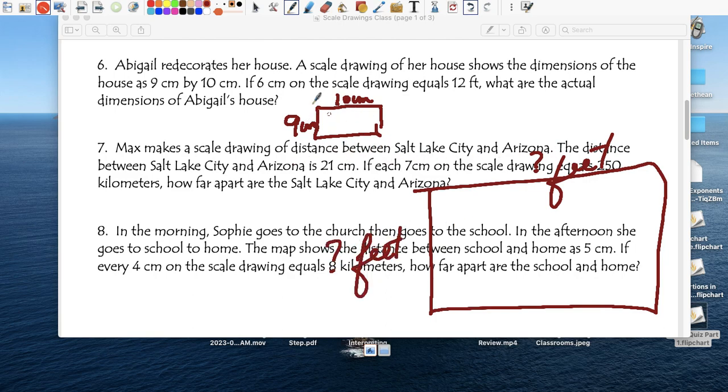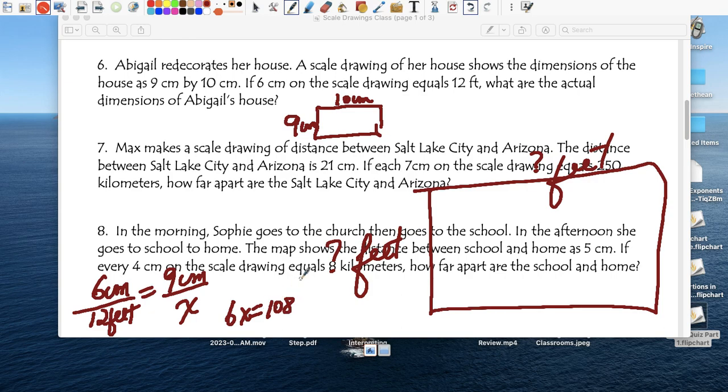Well, you're going to have to do 2 proportions. First, you got to figure out what 9 centimeters is in feet, and then figure out what 10 centimeters is in feet. So the first proportion, and we have here 6 centimeters is 12 feet. So if I have 9 centimeters, how many feet would that be? Well, let's do that. So we got 6x equals 108. Divide both sides by 6, and we get 18. So this side of her house is 18 feet.